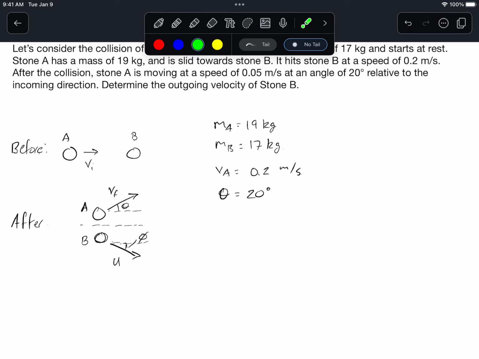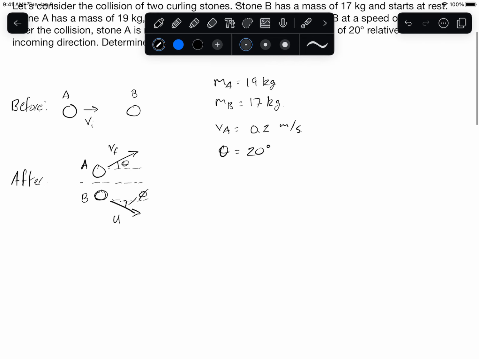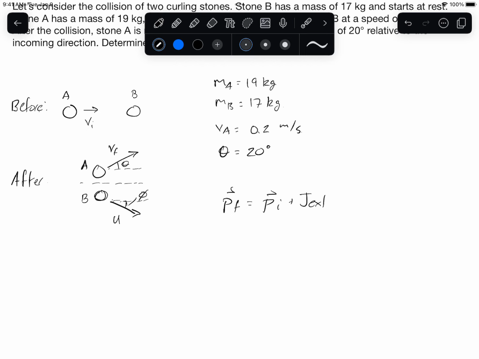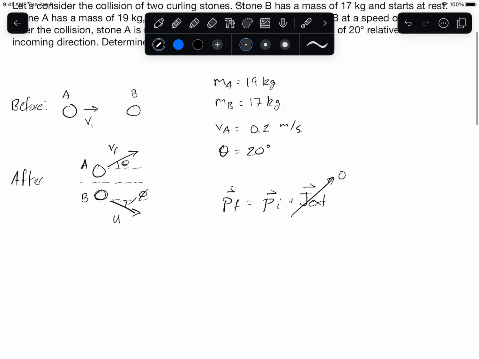So in this case, whenever you have collisions, we're going to look at conservation of momentum. So the final momentum is equal to the initial momentum plus any external impulses. But in this case, there are no external impulses. It's just the stones hitting each other. There's nobody pulling or pushing on the stones. So this term is going to be 0. And so this is what we have.